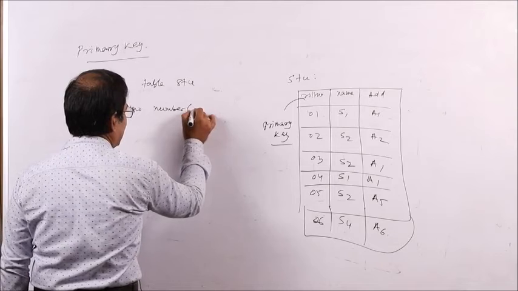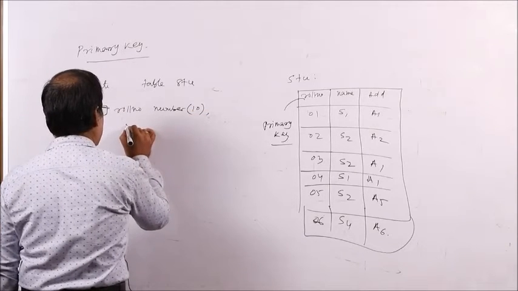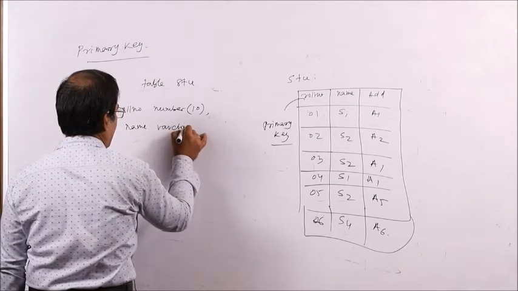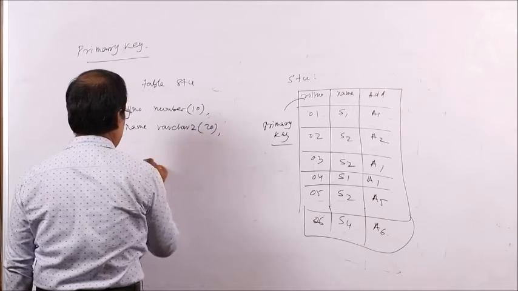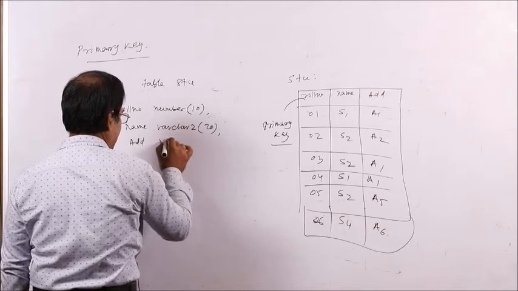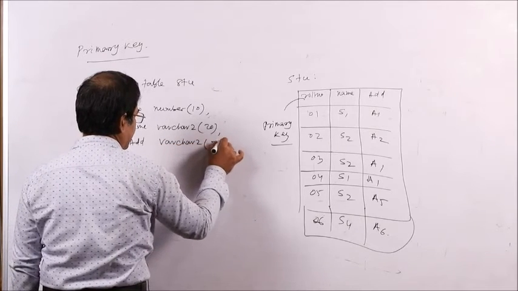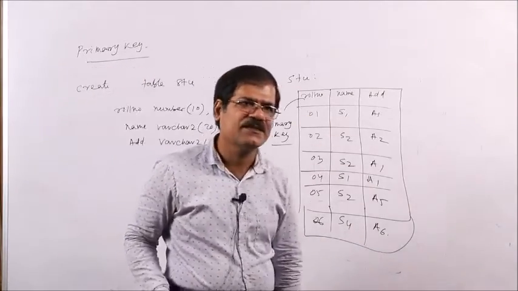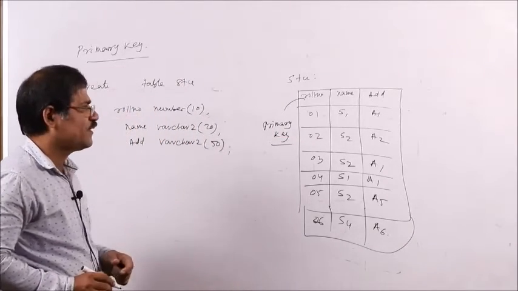What is your size? Let it be 10. Then name is of which type? Let it be varchar2. What is your size? Let it be 20. Then the third field is address, of variable character type, size let it be 40. So, that means the table is already created in the name of student.